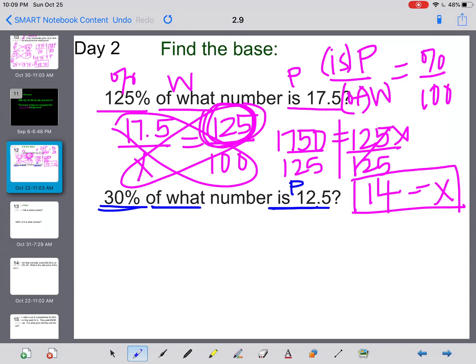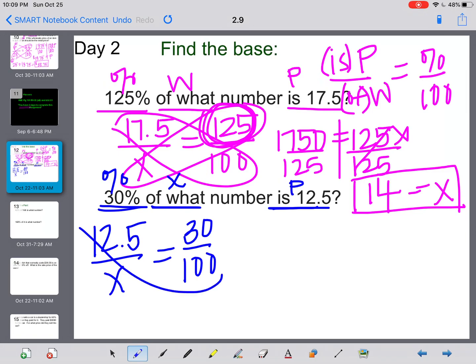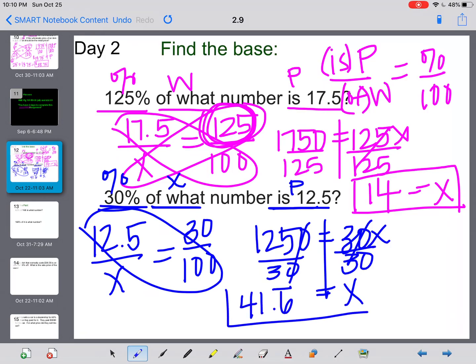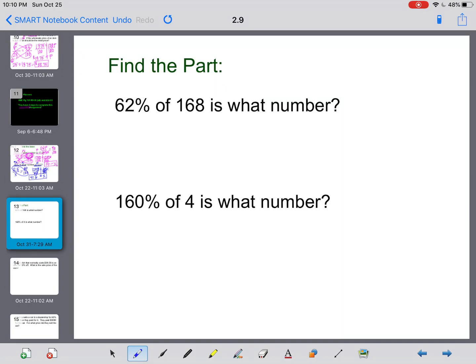Second practice question. 30% of what number is 12.5? So same thing. 12.5 is my part. Of, or my whole, is what I don't know. And 30 is my percent. So I'll have 12.5 over x equals 30 over 100. Cross multiply gives me 1,250 equals 30x. And divide by 30. It tells me that x is 41 2/3, or 41.6 repeating.